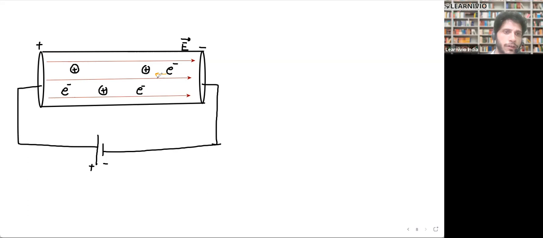It's because you have electrons. So all electrons will experience a force in a direction opposite to that of the electric field. Each electron will experience an electric force in a direction opposite to that of the electric field.